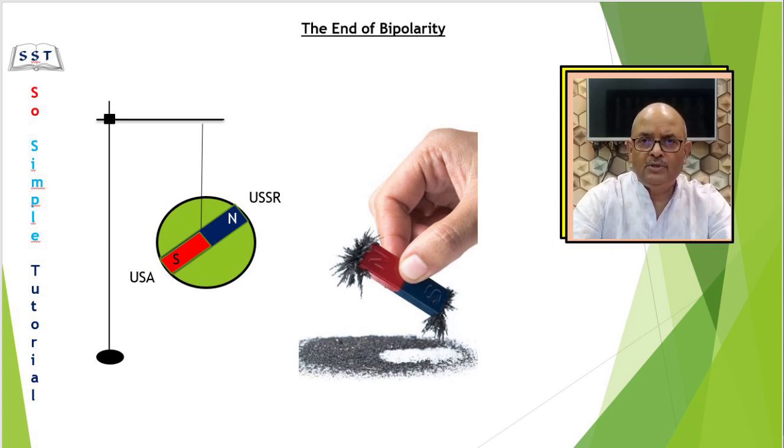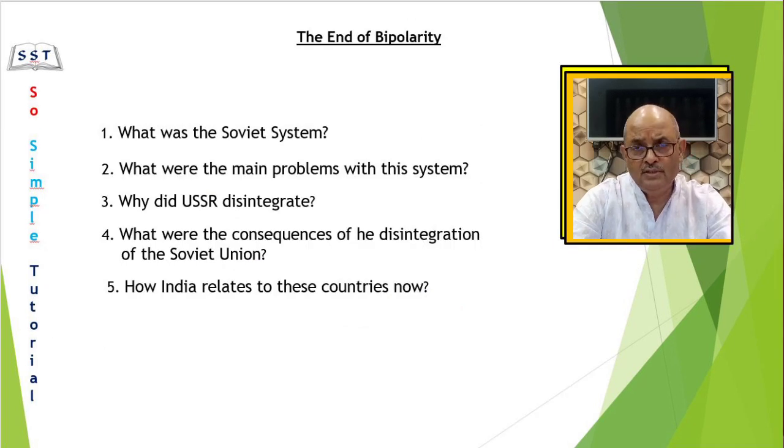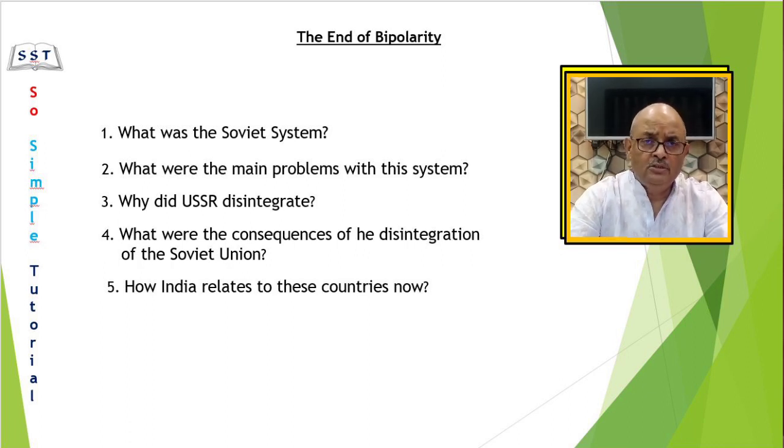So in this chapter we will discuss what was the Soviet system? What were the main problems with this system? Why did USSR disintegrate? What were the consequences of disintegration of the Soviet Union? We will also discuss what happened to that part of the world after the collapse of communist regimes and how India relates to these countries now. But since we are going to read about the Soviet system and the disintegration of the USSR from the next class, I want to give you a brief idea of the USSR here itself.